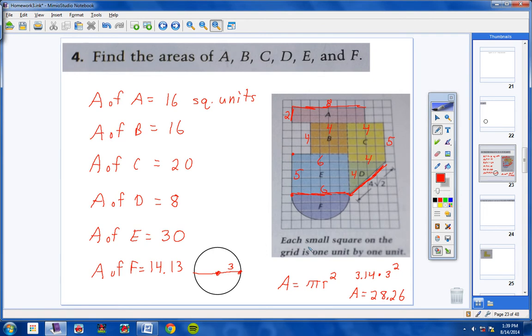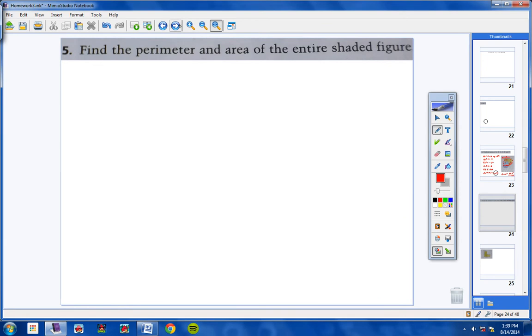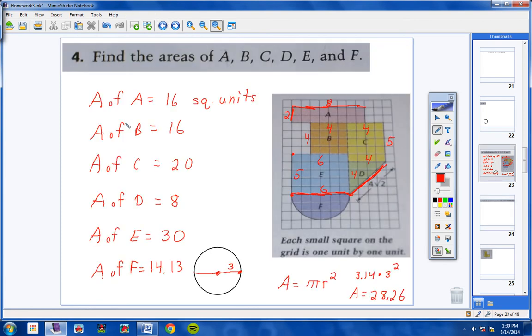Okay, now let's continue on and look at number 5. Now number 5 says to find the perimeter and the area of the entire shaded figure. Well, look, first of all, let's go back a page. Okay, students, first of all, in order to find the area of this entire shaded figure, all that we have to do is add up all of the individual areas.